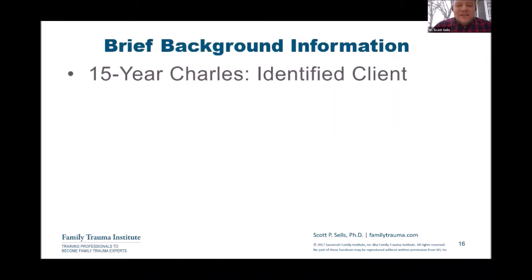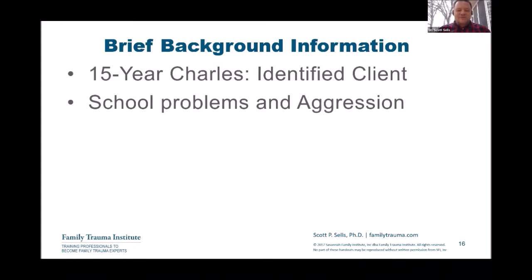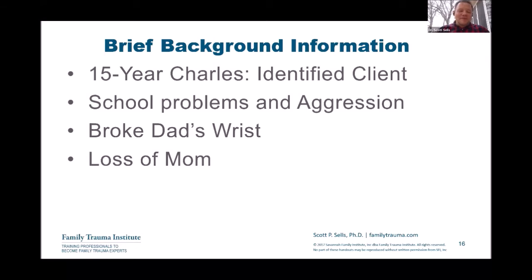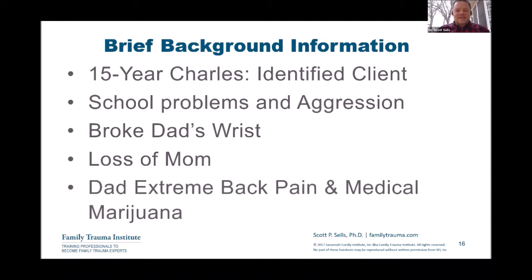For the background information of the case, we talked about 15-year-old Charles. The main presenting problems were school problems and aggression. The aggressive incident was he broke Dad's wrist in anger, and you'll actually see Dad's wrist in a sling. The traumatic event was Mom just up and left the family with no explanation, although as I went into the case further, there was a deeper secret, but it wasn't revealed in the first session with this family. And Dad is medicating his pain with extreme marijuana use, or medical marijuana, and we suspect that Charles smokes with him.